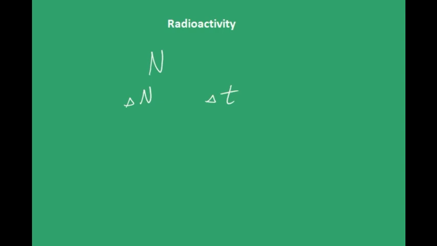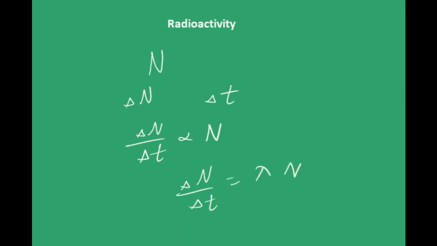Okay. Now what can I say? Delta N by delta t is proportional to the total number of nuclei. That's the statement, right? So to remove that proportionality, we'll introduce a constant, called lambda, that is the radioactive decay constant, or simply you can say disintegration constant.